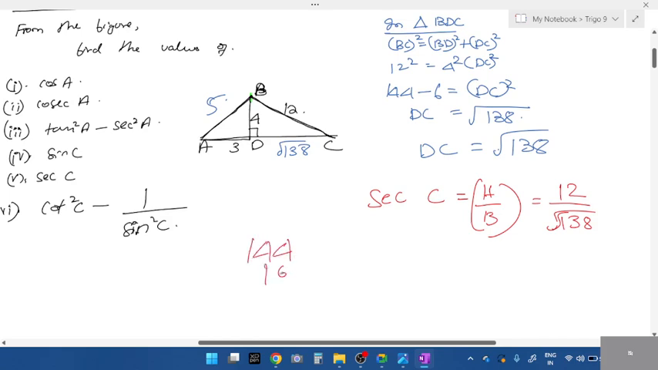144 minus 16. What's the answer we got? 113. 4 plus 4, 8. Oh, I made a mistake. 128, right? Why didn't you all tell me? I've written 138.